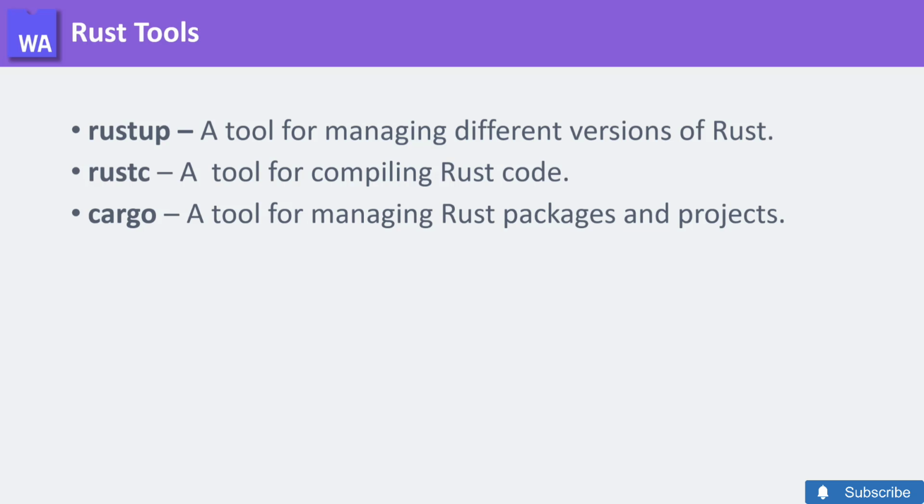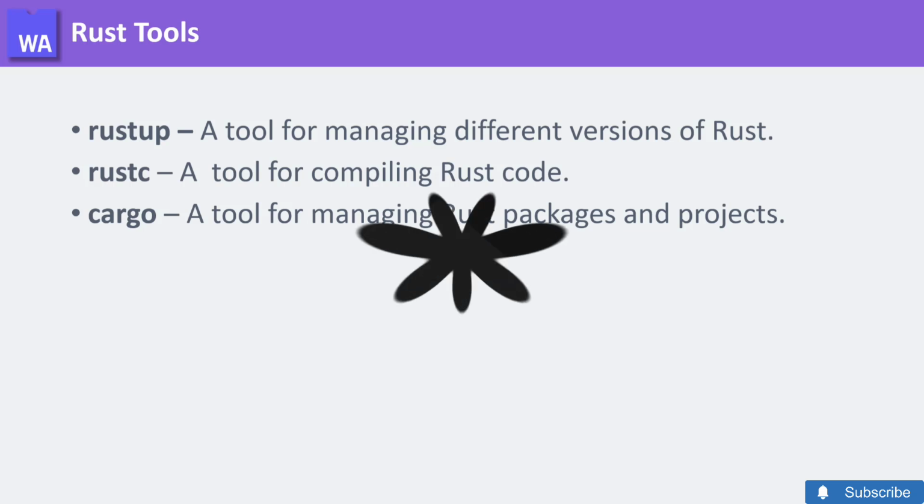The second tool is called Rust C. Rust needs to be compiled from human-readable code to binary code. The Rust C command will perform this process for you. Normally, you won't need to run this command because of the cargo tool. This command is responsible for managing dependencies for your project. It can also compile your project. Behind the scenes, it runs the Rust C command. Therefore, you can skip running the Rust C command.